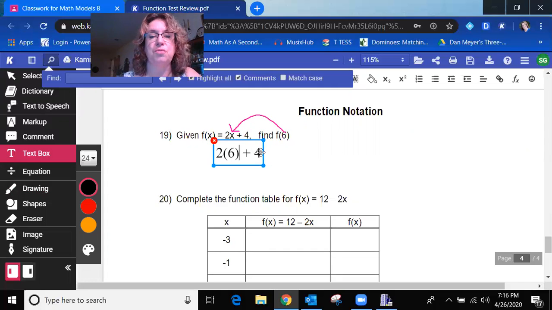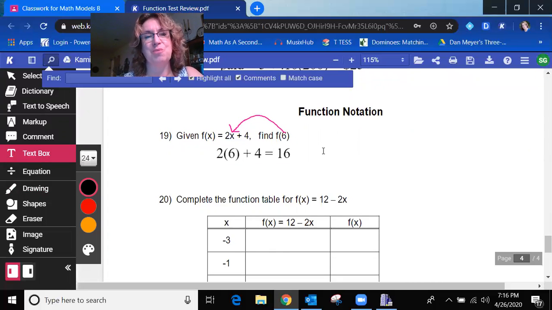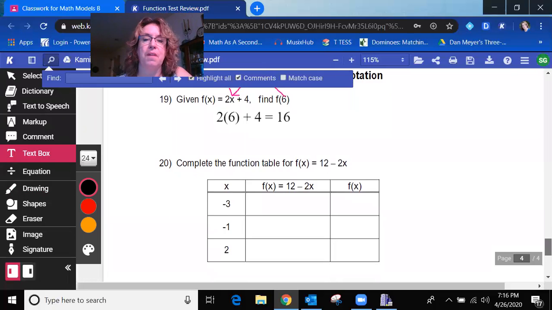And what is that equal to? Well, I have to work that out. 2 times 6 is 12. 12 plus 4 is 16. So f of 6 equals 16. The value of this function at 6, when x is 6, is 16. The y value is 16.